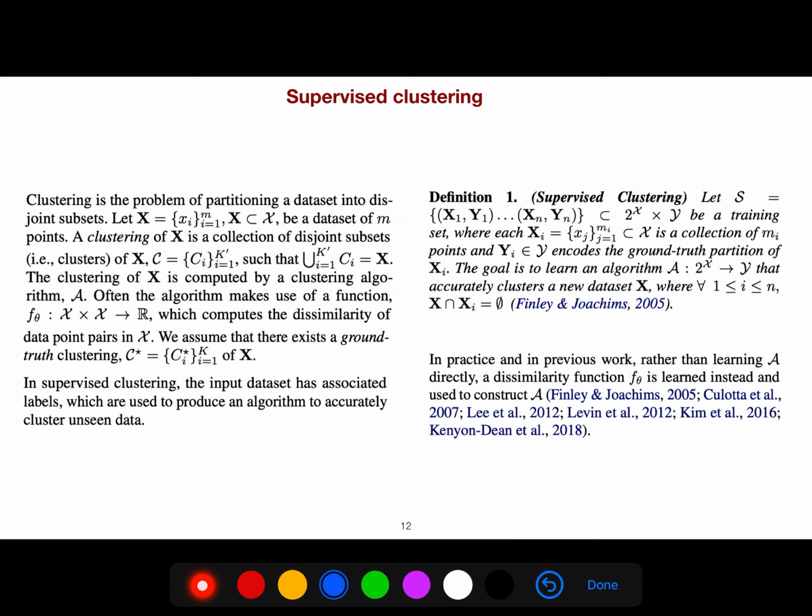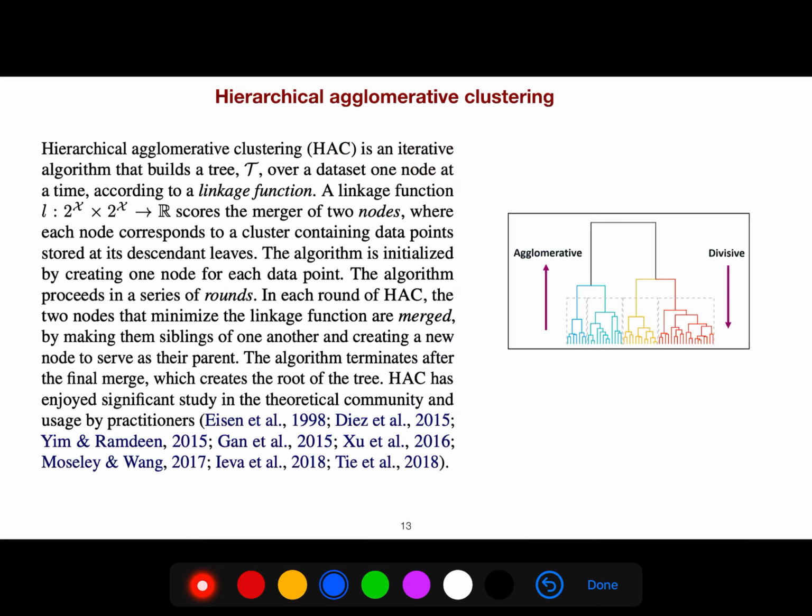So in supervised clustering, we are provided with X and Y, a training set where each X_i is a collection of m_i points and Y_i encodes the ground truth partition of X_i. The goal is to learn an algorithm that accurately clusters a new data set. This X is new; I mean, we haven't seen such data. That's why the intersection of the training data and the things that we haven't seen is empty, because we haven't seen them. So it's agglomerative. We're going from bottom to top.